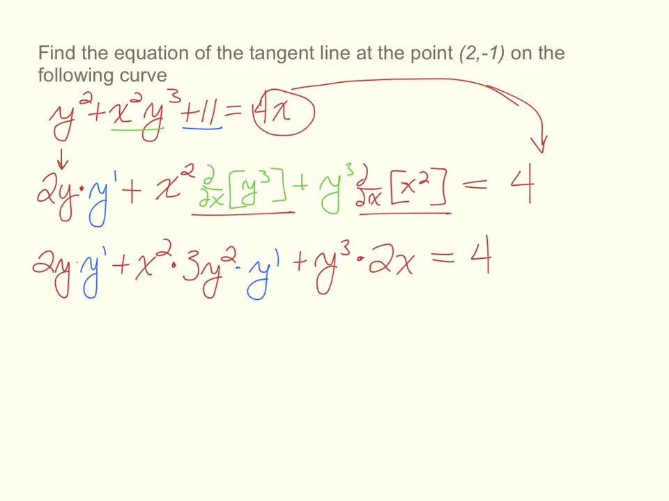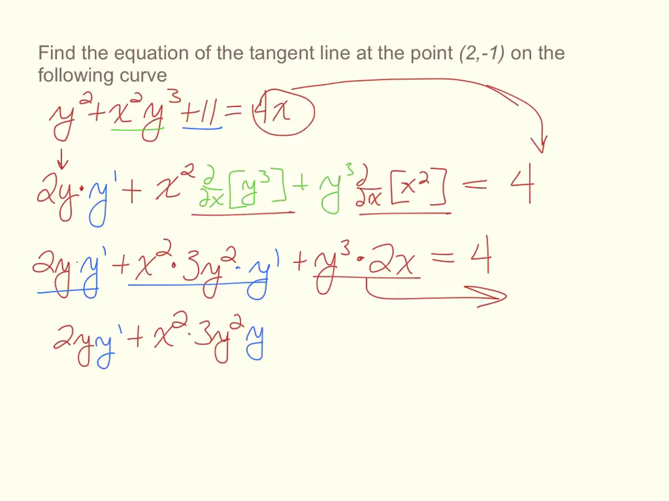Now we need to keep all the terms with y prime on the left side of the equation and move anything without a y prime to the right side of the equation. This leaves us with 2y y prime plus x squared times 3y squared y prime equals 4 minus y cubed times 2x.